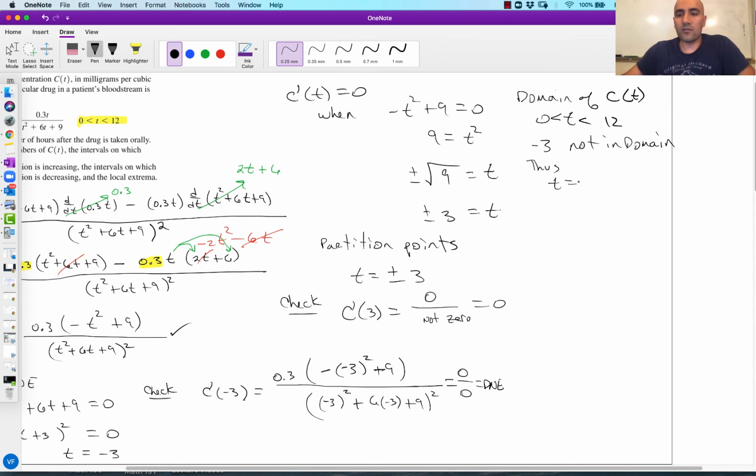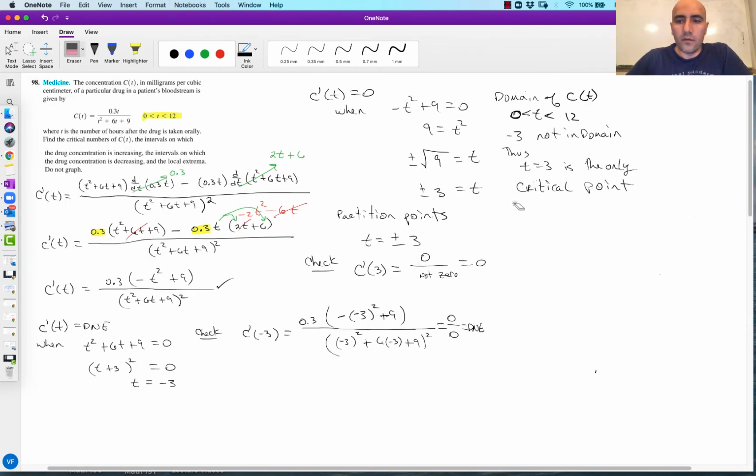Thus, t equals 3 is the only critical point. Okay, so now that we're armed with that information, we can move forward to create our sign chart.